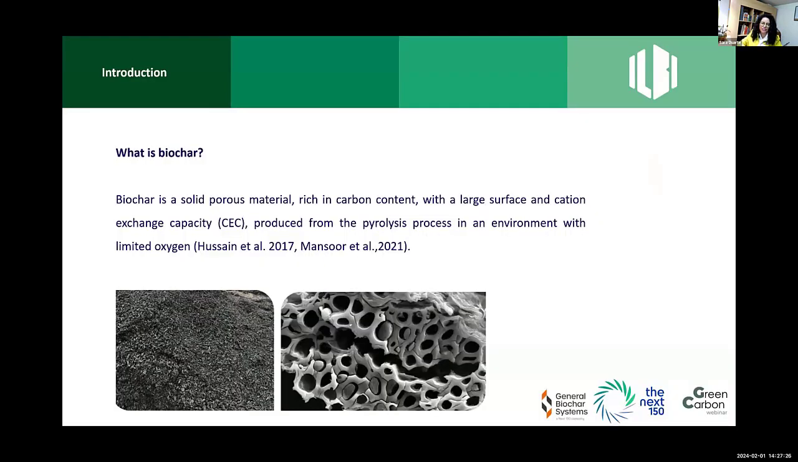As we know, biochar is a solid material. But looking at this image, we have a biochar here, normal biochar, but inside the biochar, we have a lot of porous material. So biochar is basically carbon rich and porous. Almost 98% of biochar is porous. It happens because of the process of pyrolysis, which occurs without oxygen. And because of this process, we also have high cation exchange capacity in the biochar.